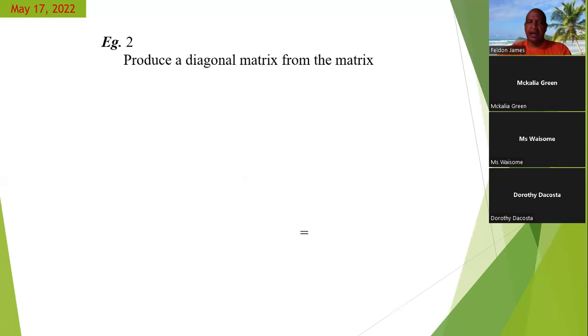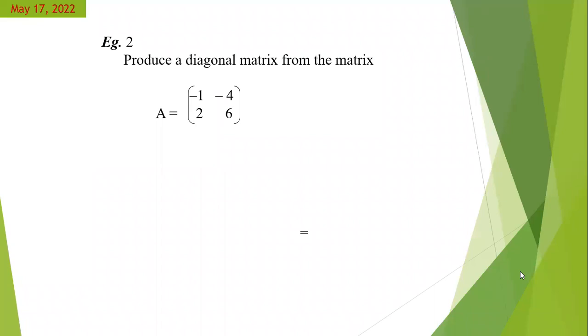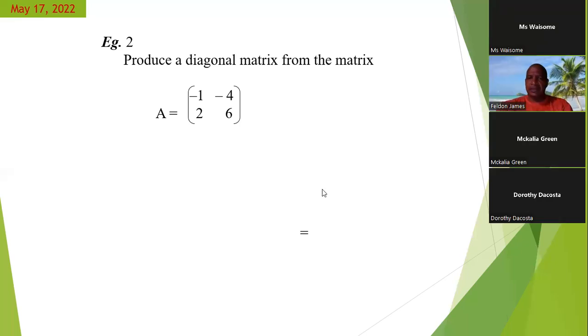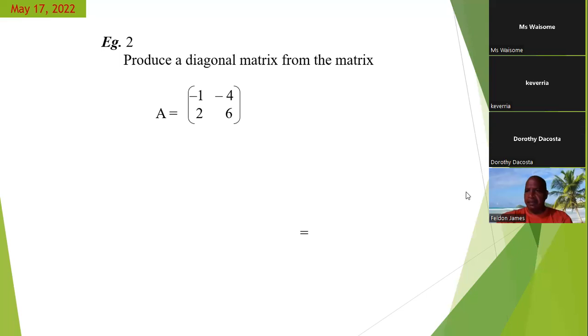All right, let us see if we can do another adjoint, another diagonal matrix. From this one, produce the diagonal matrix for me, please, quickly. When you finish, raise your hands and then tell me what you get for your answer. Are you finished, Miss Wilson? Yes, sir. All right, give me a second, Miss Wilson. Let us hear what the others come up with. So give them a little time.